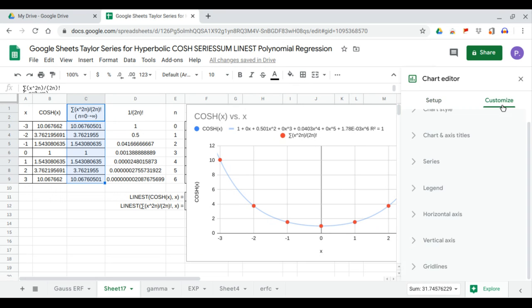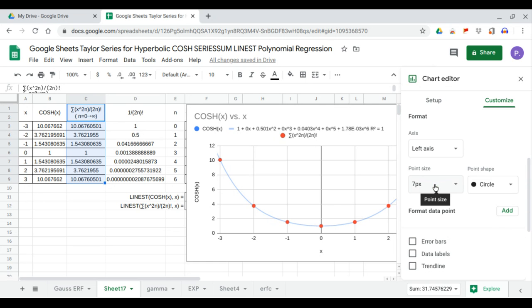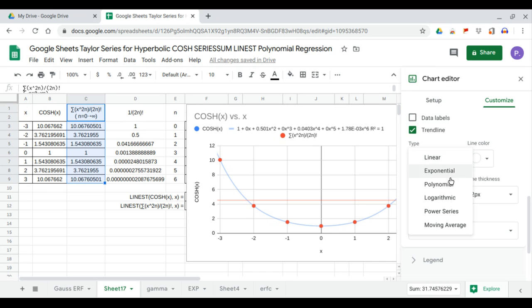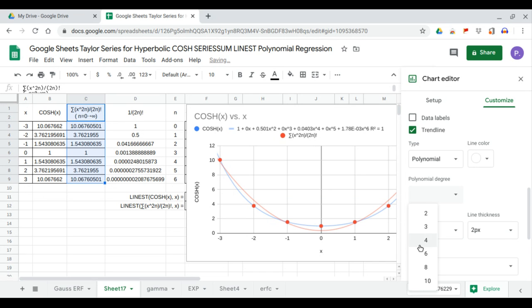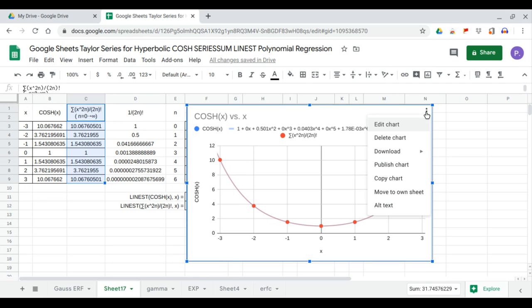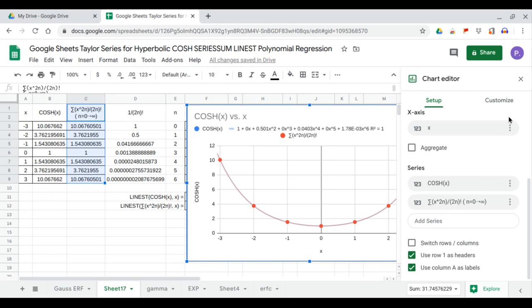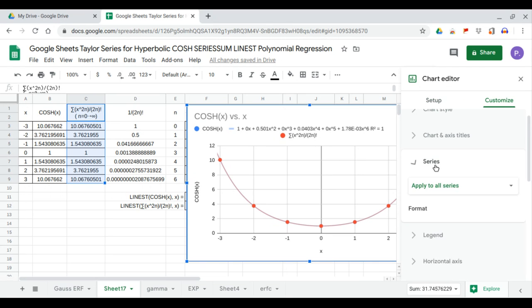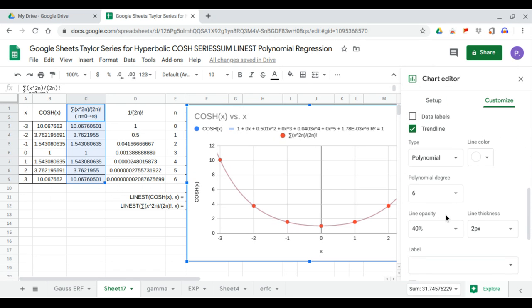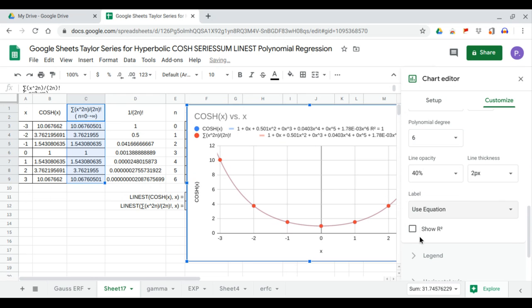We will also generate the trend line using the same format, that is polynomial to the 6 degree. The red line, and we show the equation as well, to see if the regression coefficients are the same. So we show the equation.